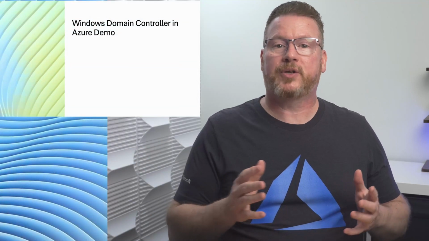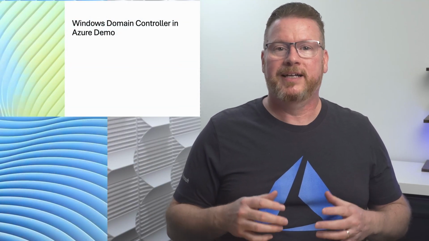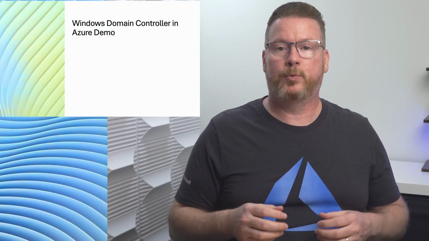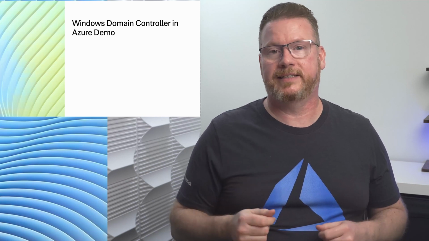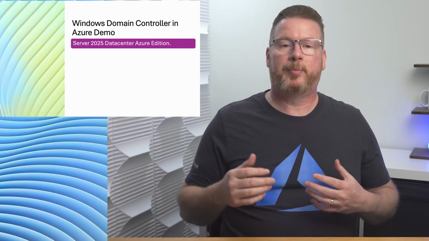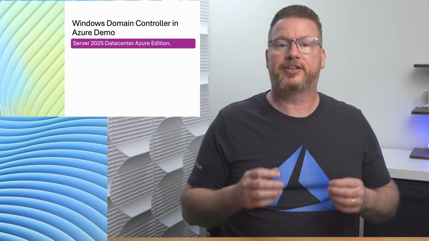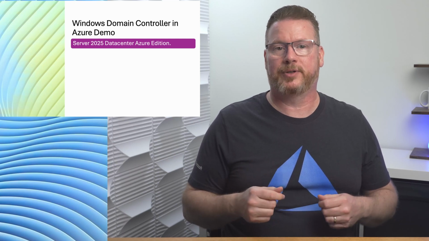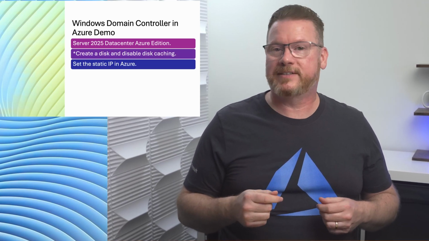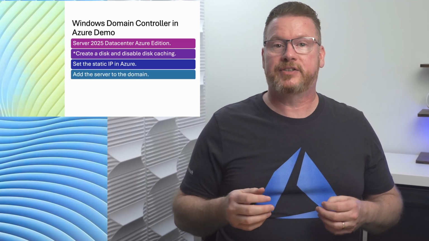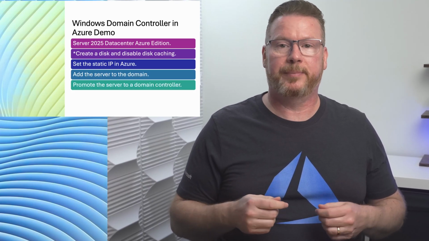Next, let's review what's going to take place in the upcoming demo. This is a single forest, single domain with a mix of 2016 and 2019 domain controllers. The demo will promote a Server 2025 Datacenter Azure Edition server to a domain controller. Before we do that, we'll set the IP address to static in Azure, then we'll add the server to the domain and promote it to a domain controller.